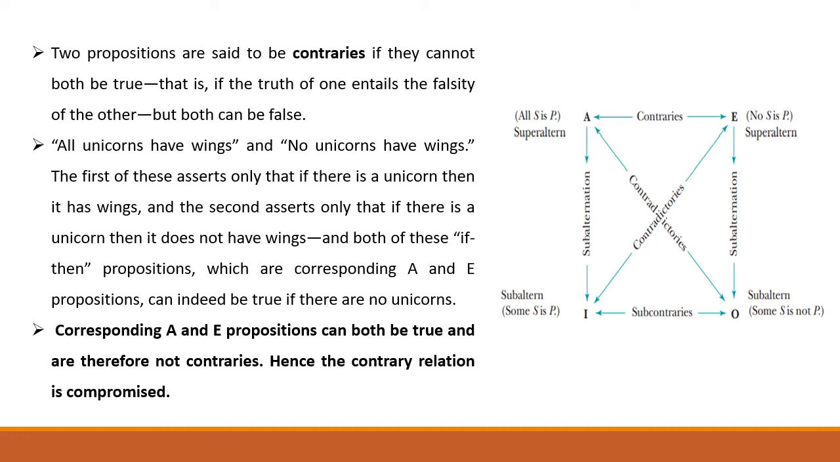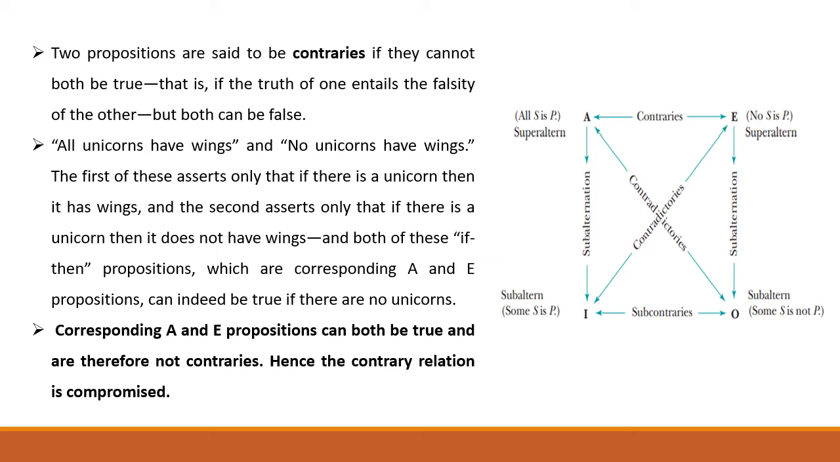Now, just like we had problems with the contradictory relation if A and E are assigned existential import, similarly, we will encounter some anomalies in the contrary relation between A and E if they are assigned existential import. In the contrary relationship, both cannot be true together, but both can be false together. Now, if I say the A proposition, all flying horses are golden, and the E proposition, no flying horses are golden.